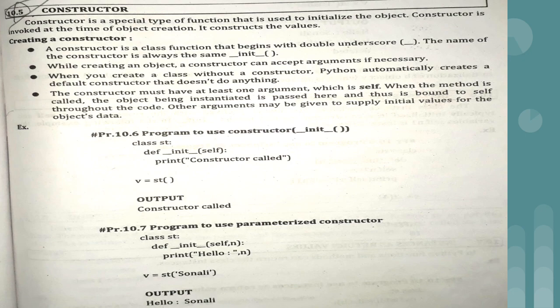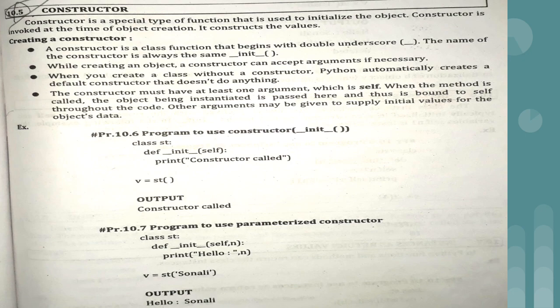In the second example, 10.7, we have a parameterized constructor. The way of creating the constructor is the same, with the help of double underscore init double underscore, but now just see the parameters. Self is the first parameter, and we have one more parameter, that is n. So it is parameterized, and we simply display the message as hello and the n value. Now when we create the object for the st class, we want to call the constructor which should match the signature. So now we have a constructor with a single parameter.